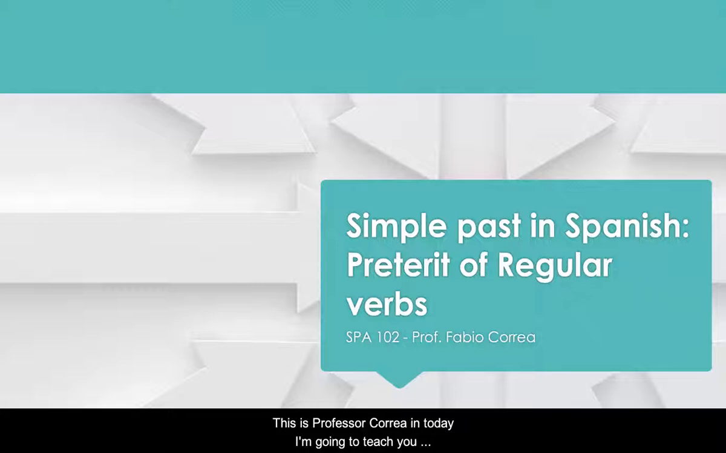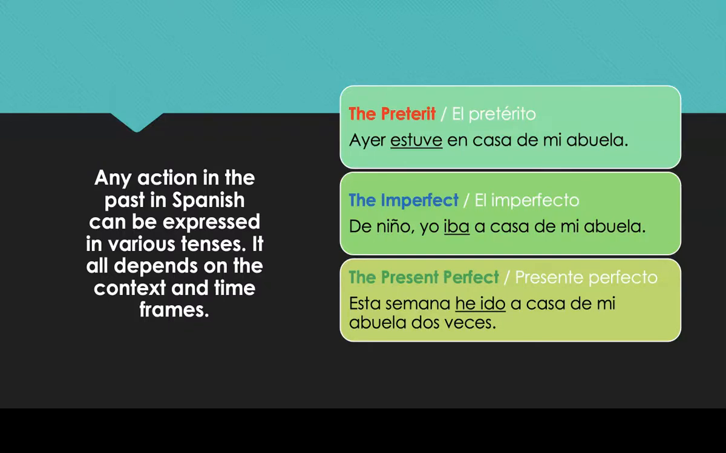Hi, this is Professor Correa, and today I'm going to teach you the simple past tense in Spanish called the preterite tense. Any action in the past in Spanish can be expressed in various tenses. It all depends on the context and the time frame when each action occurred. The three main forms of the past in Spanish are the preterite, the imperfect, and the present perfect.